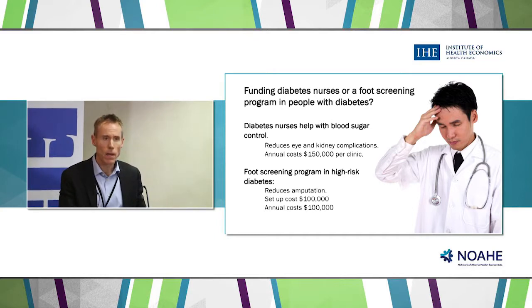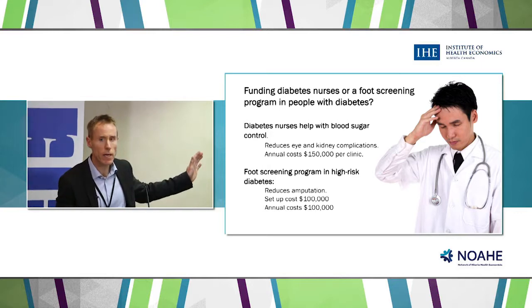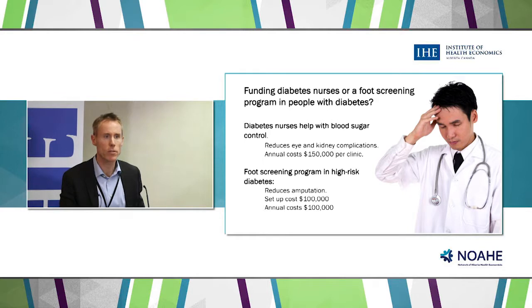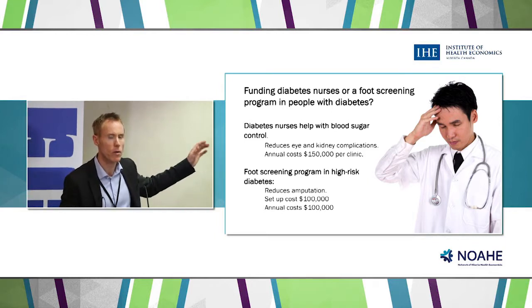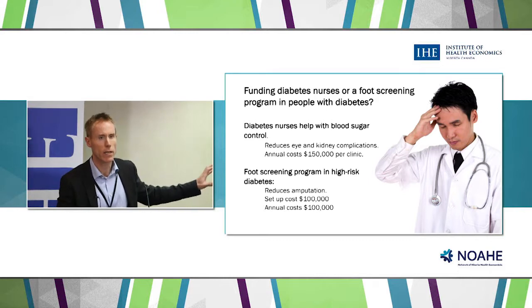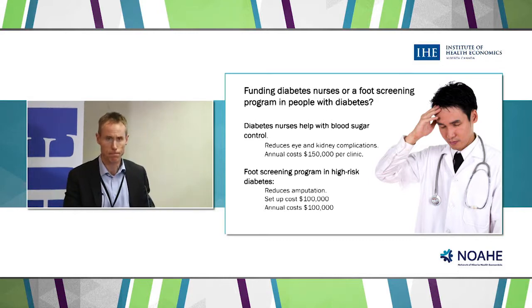The point within health economics is to say that the opportunity cost, if you decide to fund the nurse case managers, are the health benefits that you would have gotten had you funded the second program to try to prevent amputations. So it's less about the cost of the programs, it's about what health you could have purchased with that money. So the opportunity cost of funding the nurse case managers are the health benefits you could have gotten had you decided to fund the second program.